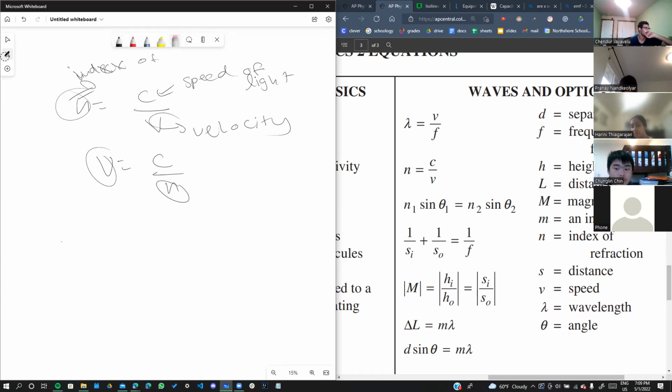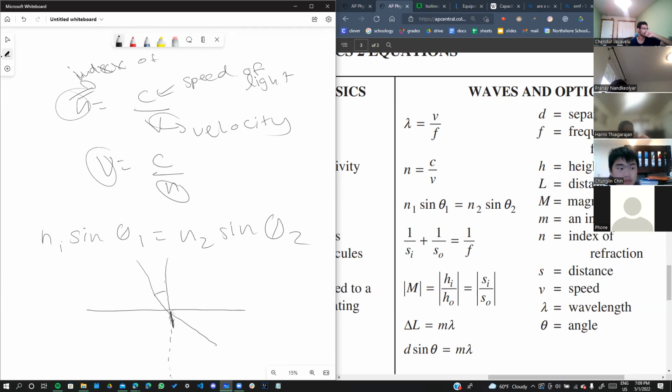All right, and then Snell's law. It's basically referring to how light travels through different surfaces. If light travels here, what you have to look at is the perpendicular. It's the angle between the perpendicular and where the light is going. So this would be our theta 1 and theta 2. Based on that, you can get the index of refraction. If you have n1 over here, then you can find the index of refraction for there. That's Snell's law in a nutshell.